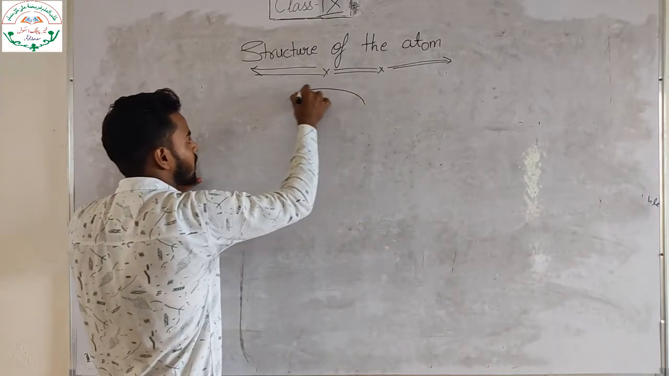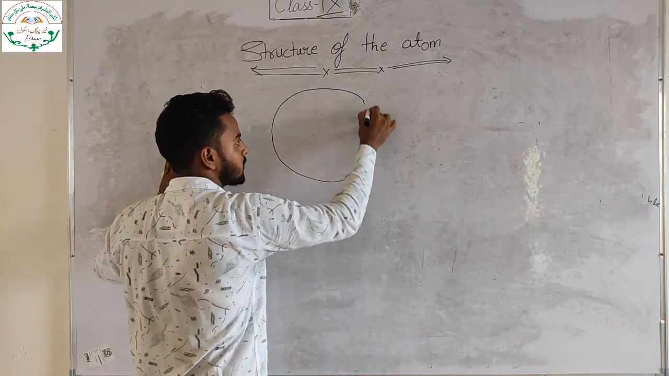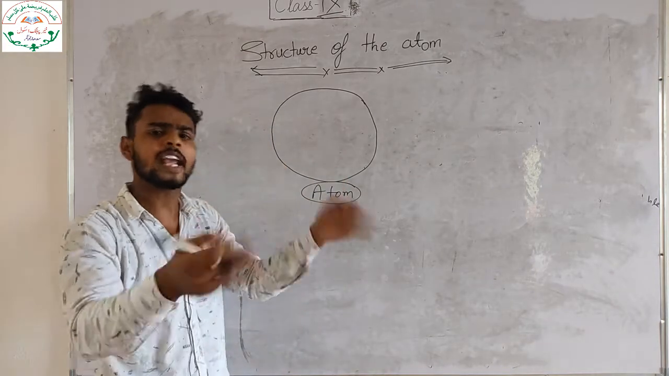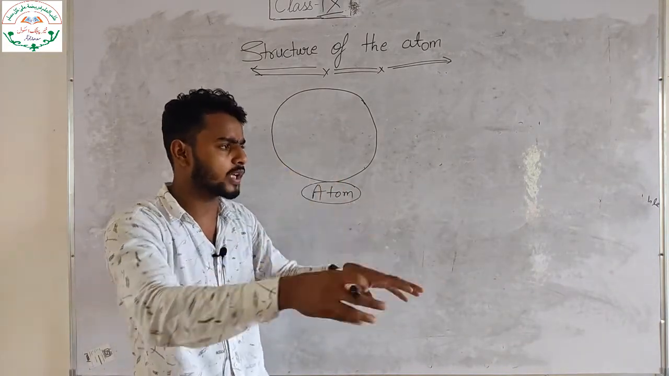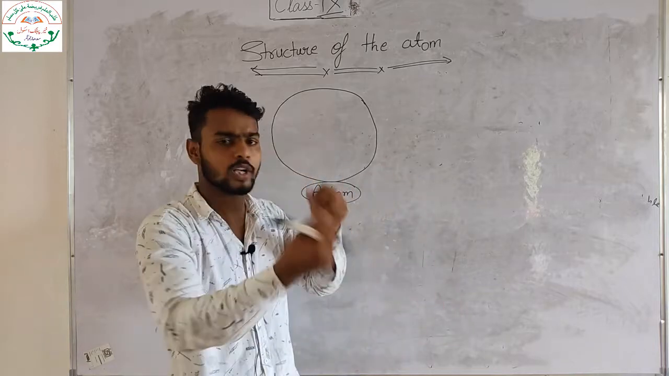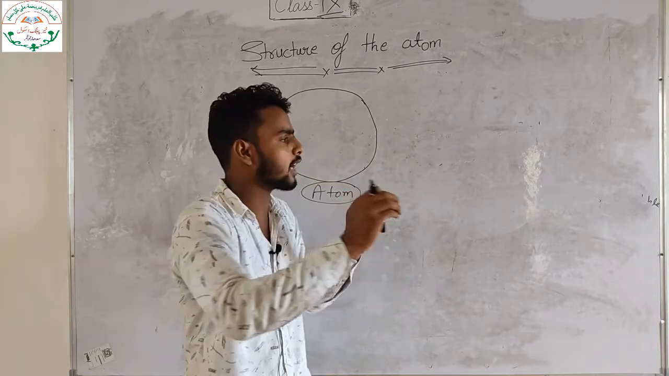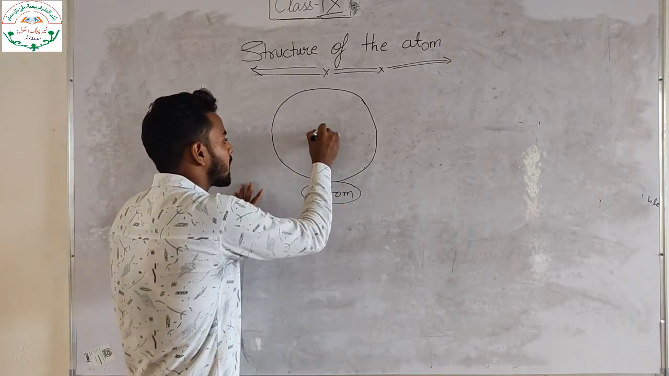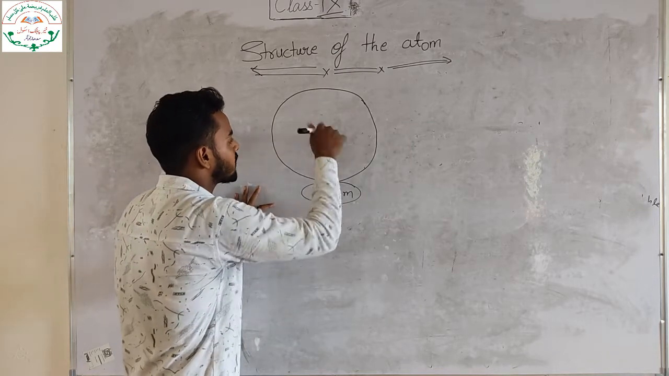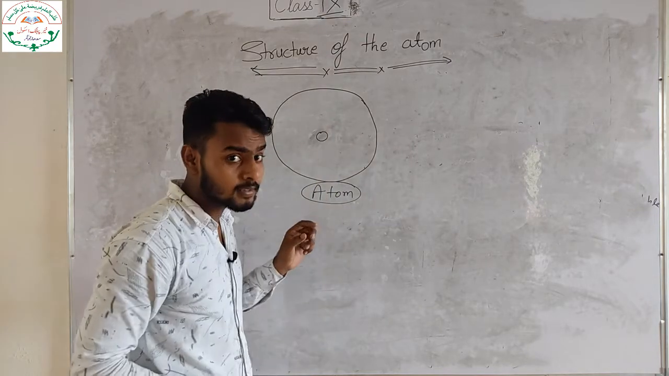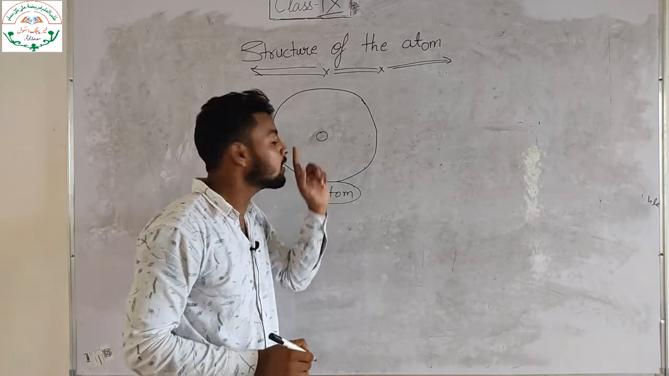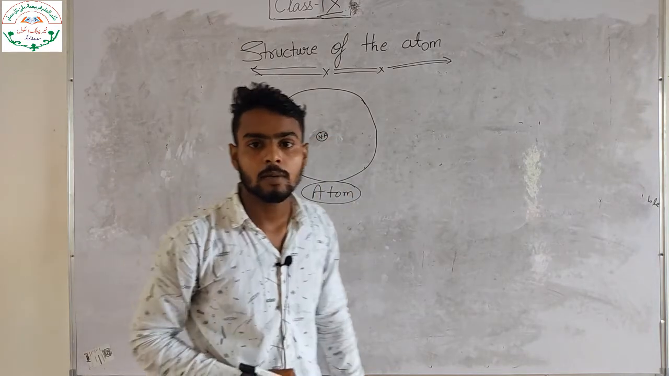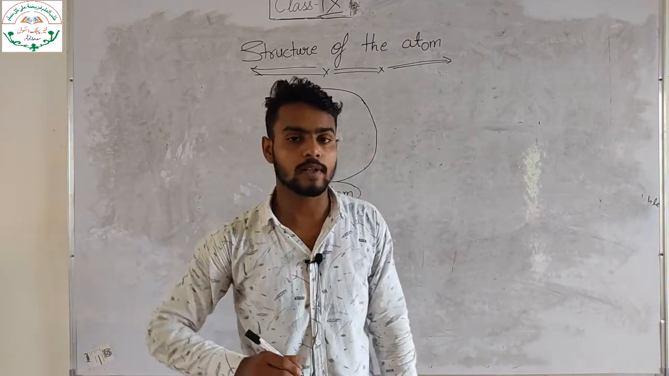This is the structure of the atom of any element, either chlorine, fluorine, bromine, sodium, magnesium, aluminum, anything. The center part of the sphere is known as the nucleus. Two subatomic particles exist in the nucleus: neutron and proton. Proton has a positive charge and neutron has no charge.